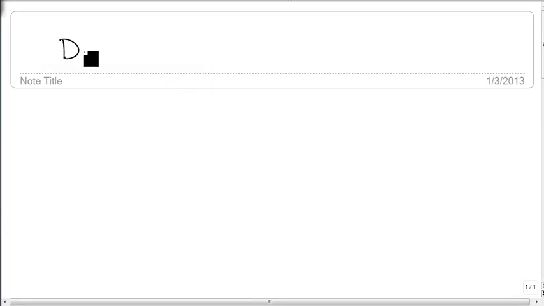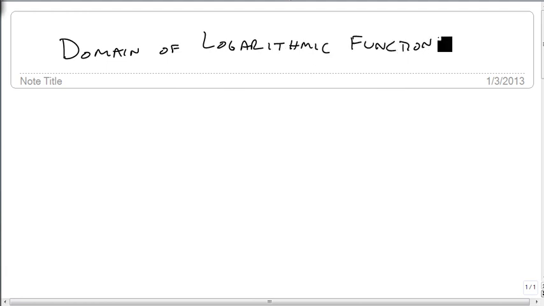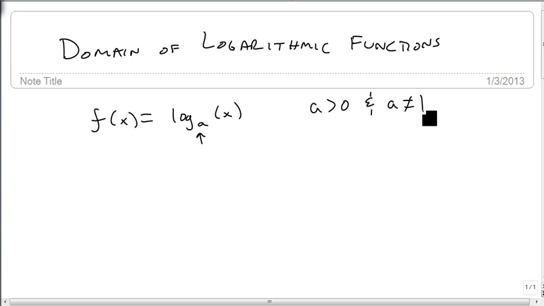We're now going to talk about the domain of logarithmic functions and logarithmic functions in general. The first thing to recognize is that our default logarithmic function is f of x equals log base a of x. And our a has the same rules as our exponential. It has to be strictly greater than 0, and it can't equal 1.